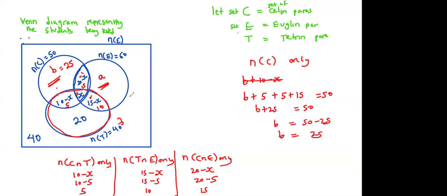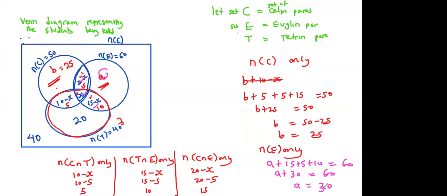Then for A only, this was 15. So for N of E only, it means that you are going to have this here, here, and here. So we have said that A plus the 15 plus the 5 plus the 10 should give us the 60. So when you add everything there, A plus the 30 is equal to 60, and our A will equal 30.